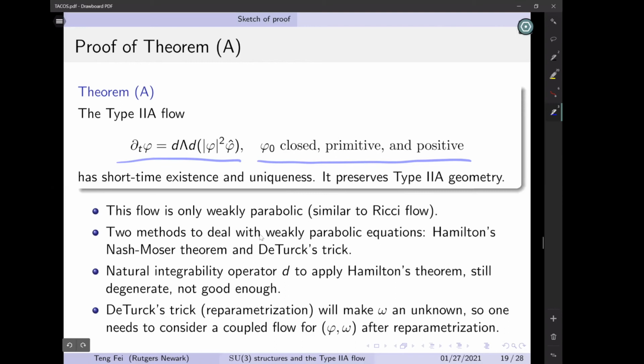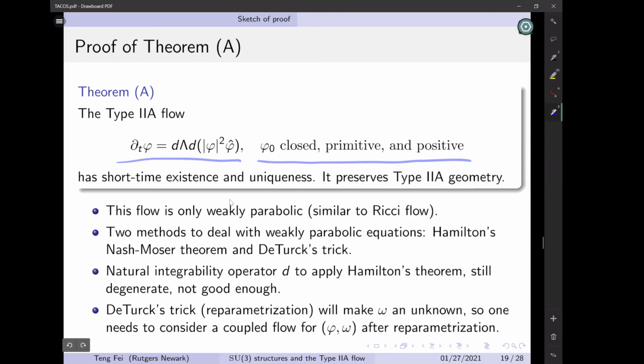Anyway, usually there are two methods to deal with weakly parabolic equations. There's the Hamilton's Nash-Moser method, the implicit function theorem, and also there's the DeTurck trick. In the case of Ricci flow, both methods work, and you only need one of them. Either you use Hamilton's theorem, that works, or you can just simply apply the DeTurck trick, reparameterize the flow, and you get a strictly parabolic flow, which is equivalent to the Ricci flow.